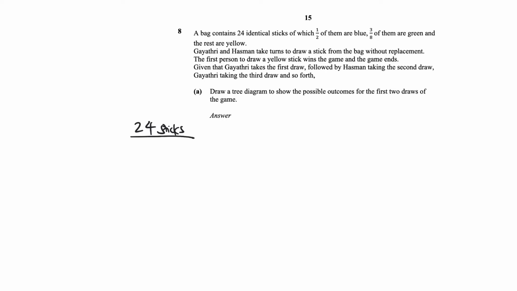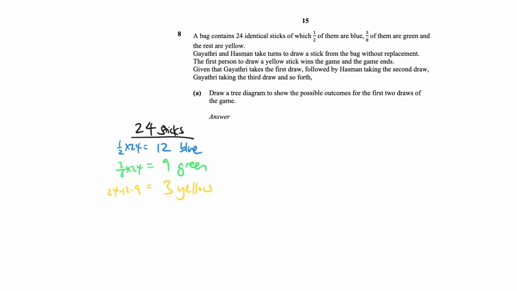Half are blue. So for the blue ones, half of 24, which is 12, are blue. How many are green? 3 over 8. So I can say 3 over 8 of 24, which is 9, green. And the rest are yellow, so I can just say 24, subtract away the blue ones, subtract away the green ones. I get 3 yellow. So that tells me how many of each stick I have.